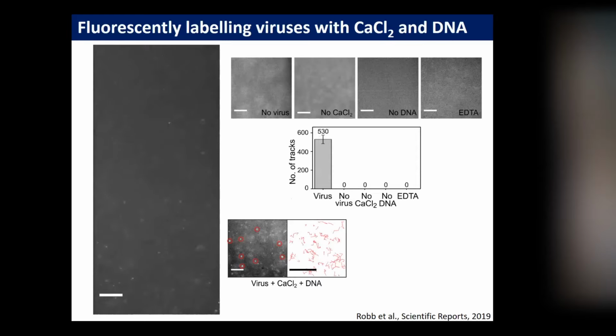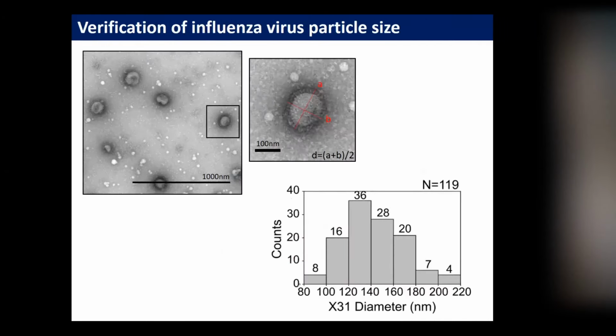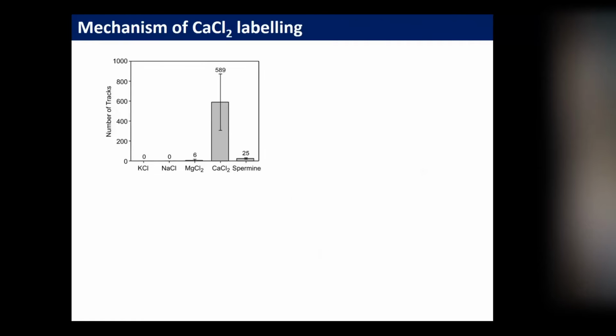When we tracked flu diffusing in solution, we got a Stokes diameter of around 134 nanometers. When we looked at the virus particles using electron microscopy and measured the average diameter, we were also able to show that the results we got basically corresponded to particles of the correct size. So this was a really nice, quick, easy way of labeling viruses. Put them on your microscope and you get a readout, and that tells you the estimated size of the virus that you're looking at. We wanted to understand a little bit more about why the labeling worked.